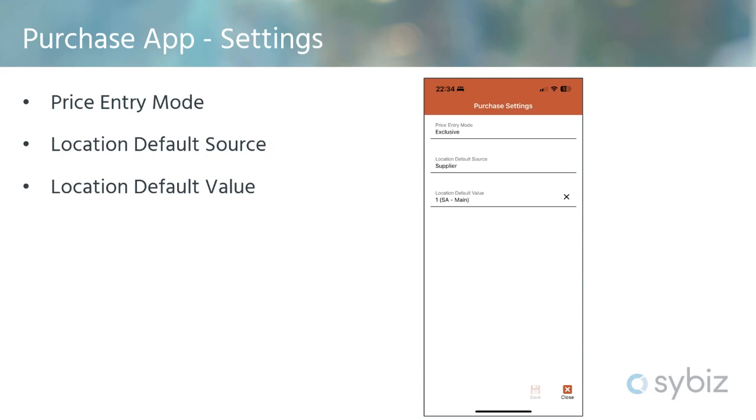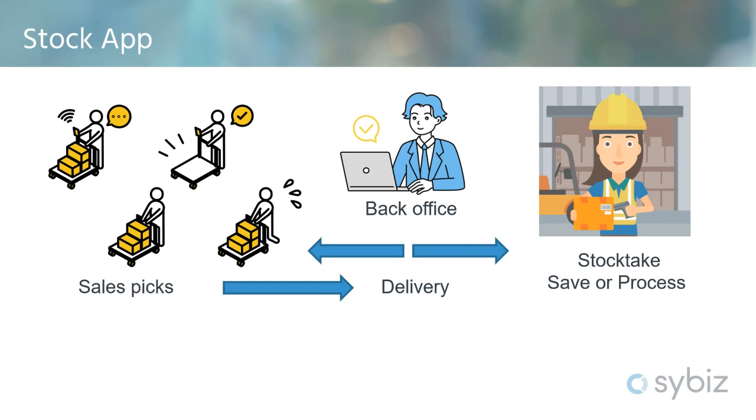And those options can be set reasonably consistently there. From the stock app point of view, at this point, it has the ability to do your sales picks. So essentially, also your Stocktake. The workflow is that in the back office, the sales picks are generated and allocated. They don't necessarily need to be allocated to a person, but we recommend that you do that.